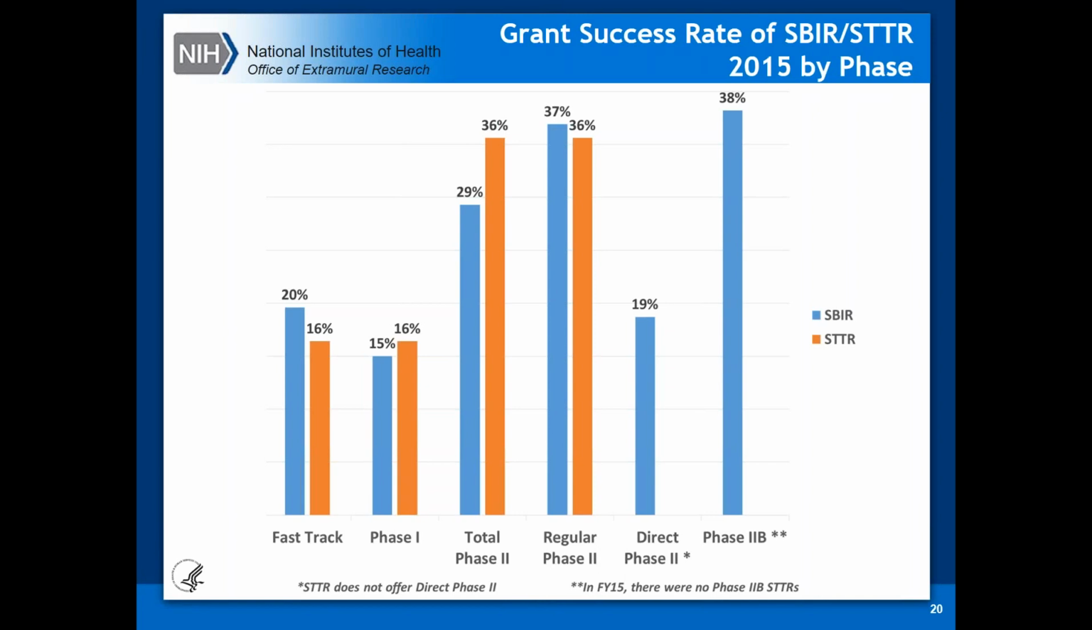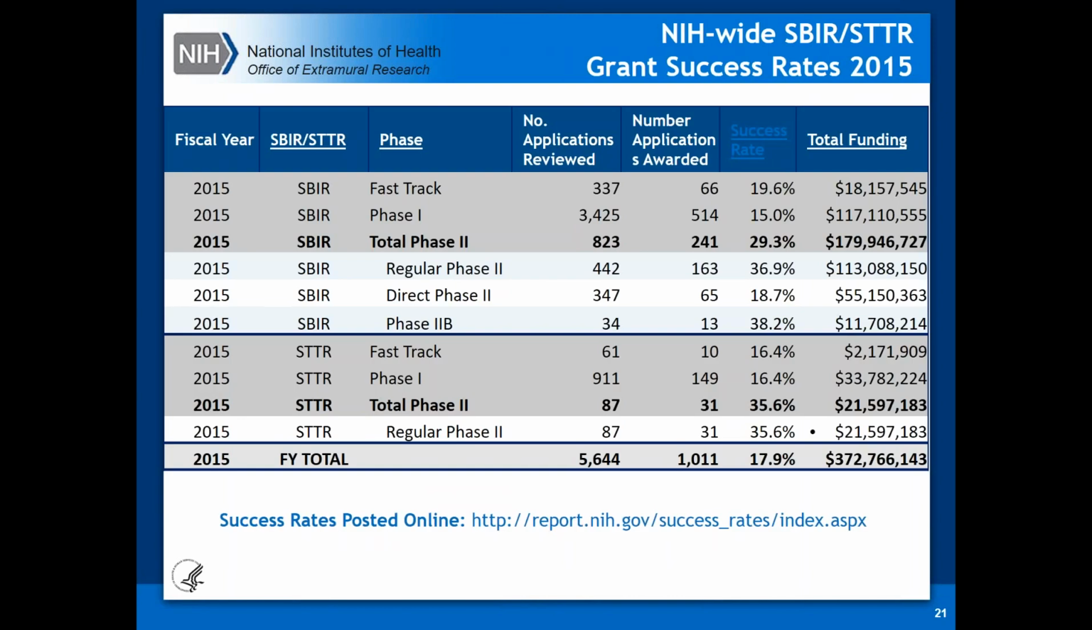As you can see in the next column, the total phase 2 number is the average of the next 3 columns. The total phase 2 under SBIR is about 29%, and the STTR is 36%. And as you can see, regular phase 2 is 37% and 36% respectively. Under direct phase 2 and phase 2B, there are no STTRs for those particular years. There were 19% and 38% success rates. Next, please.